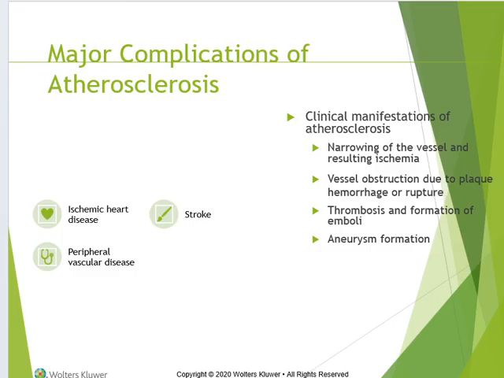If the plaque inside the vessel ruptures or hemorrhages, it can cause complete vessel obstruction, which can further lead to things like ischemia or infarction, which means death of the tissue that's being supplied by that blood supply. We can also get thrombus formation, which can occlude the vessel, or we can get emboli formation, and an embolus is a thrombus that's traveling and can lodge itself in a smaller vessel. And atherosclerosis can also lead to aneurysm formation, which we'll talk about in a little bit.